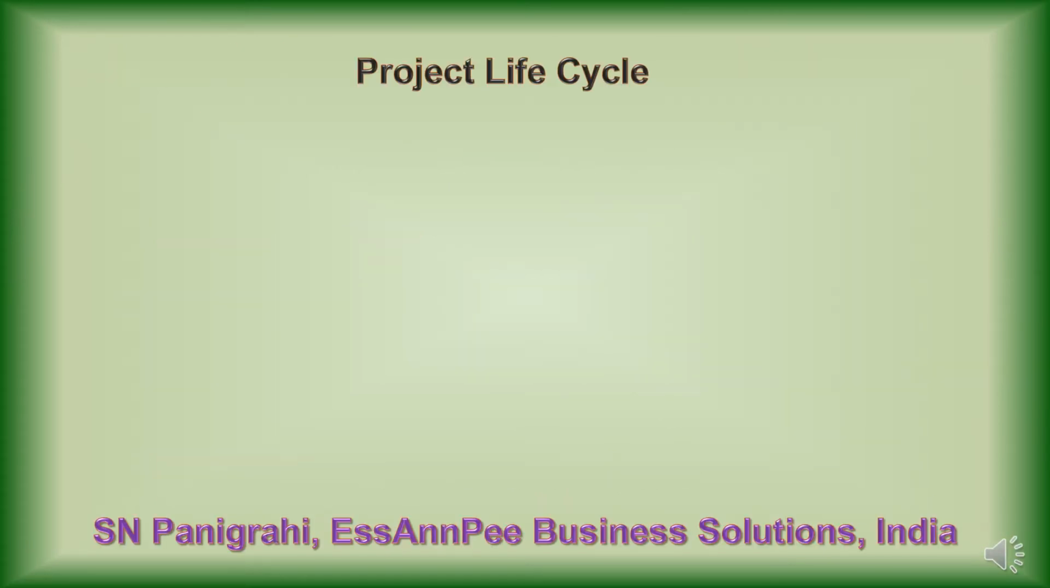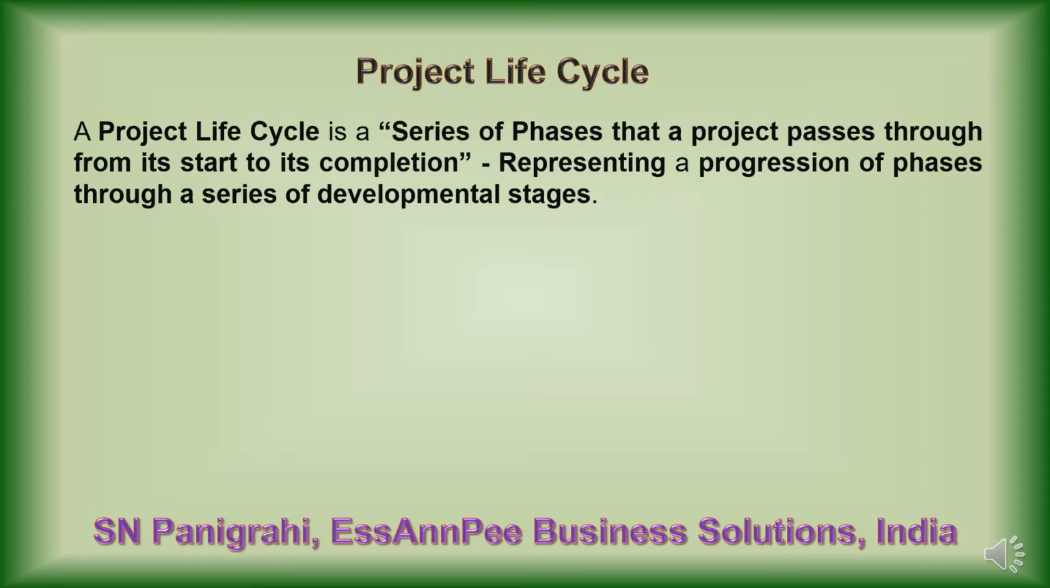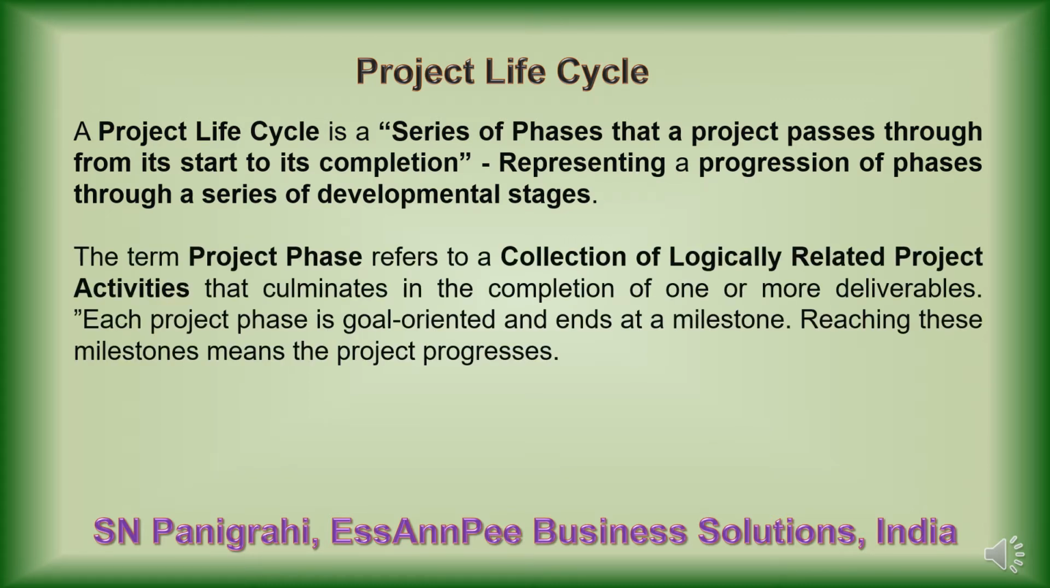Let's understand first what is project life cycle. A project life cycle is a series of phases that a project passes through, from its start to its completion, representing a progression of phases through a series of developmental stages. The term project phase refers to a collection of logically related project activities that culminates in the completion of one or more deliverables. Each project phase is goal-oriented and ends at a milestone. Reaching these milestones means the project progresses.